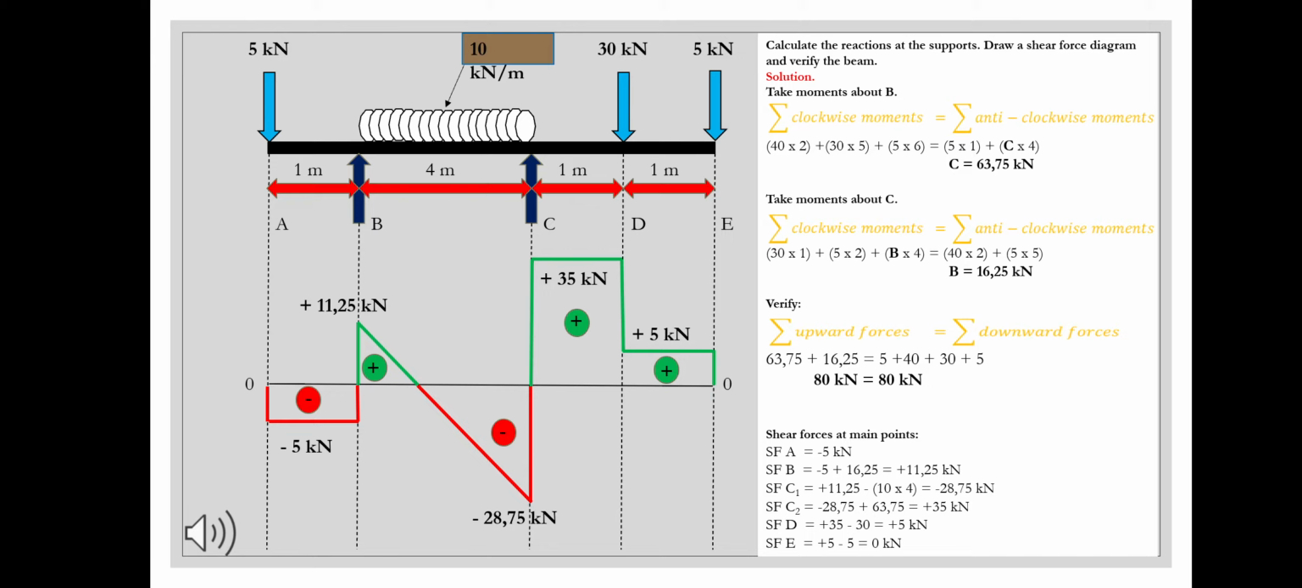The center distance of our UDL will be 4 divided by 2, and its magnitude as a point load will be 10 kilonewtons per meter multiplied by 4 meters. After converting the UDL to a point load and placing it at the center of its distance, we can continue to calculate our reactions normally like we have learned in Unit 1. After calculating the reactions, we have to verify if the system is balanced before we continue to draw a shear force diagram. Remember, when drawing a shear force diagram, always start from the left-hand side to the right-hand side.